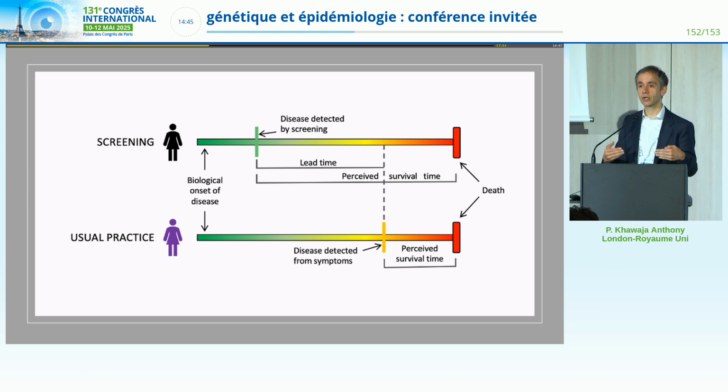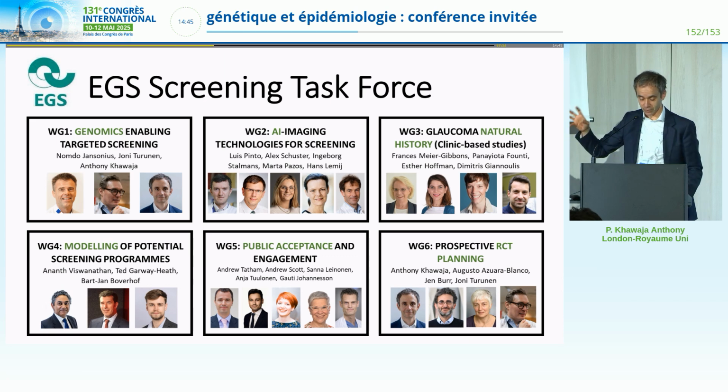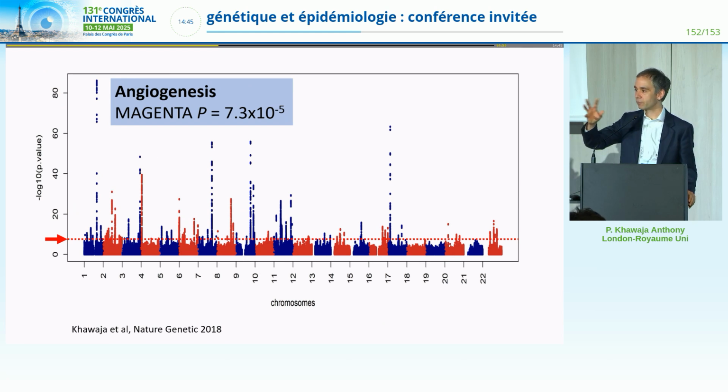And to do that, really, and to persuade the payers of healthcare, we're going to have to do a randomized controlled trial. And that's really where the European Glaucoma Society screening task force is driving us towards. And it's complex, and there are multiple different elements to it, not just genetics. Of course, AI, understanding the natural history, the health economics, the public acceptance, and finally designing this randomized controlled trial. Anyway, we don't think genetics is going to be just helpful for detection, just helpful for risk stratification in the general population. It's also teaching us about biology.